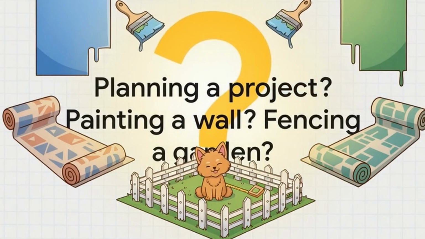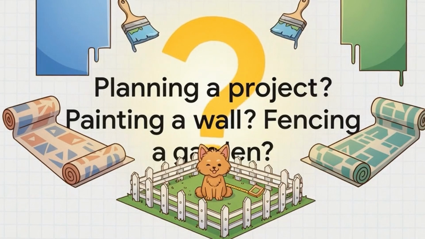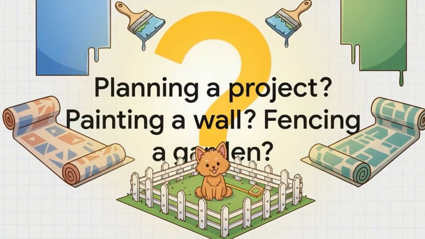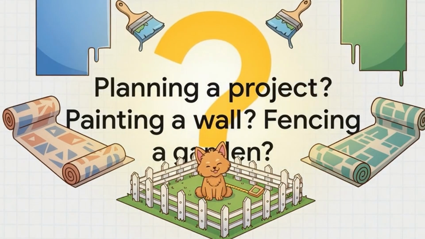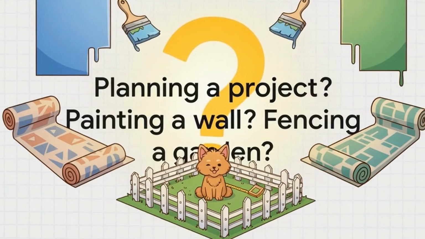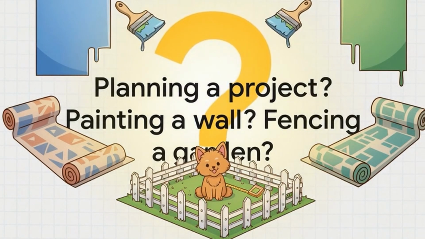I mean, have you ever been in that spot where you're trying to figure out just how much paint you need to buy for a room? Or maybe how much fencing you're going to need to keep your new puppy in the backyard? Or even just ordering the right amount of carpet?